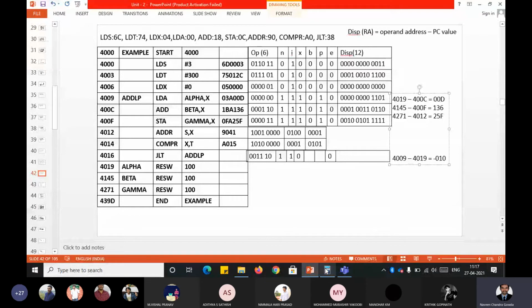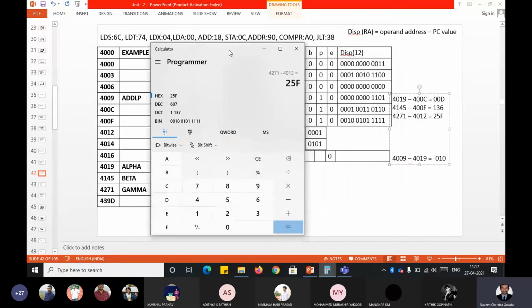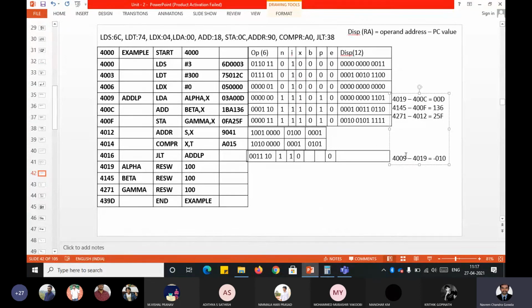So here, I can write it here. When you get such kind of negative values, what you have to do is 4019 minus 4009. When you do it, you will get 010, but it will be a positive 010, but you have to represent it in the 2's complement. How to represent in the 2's complement?